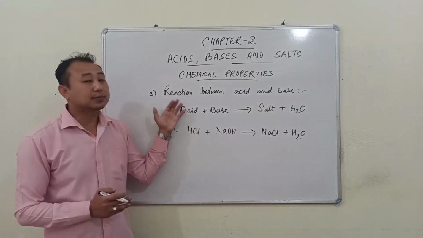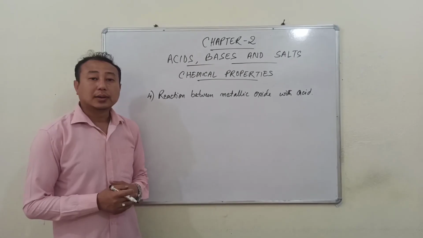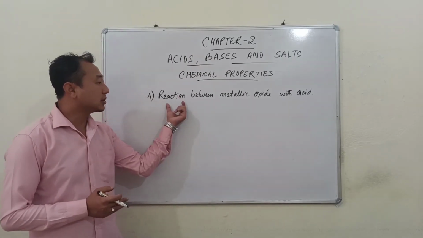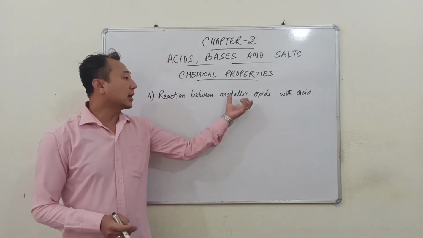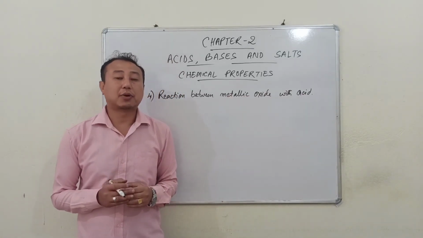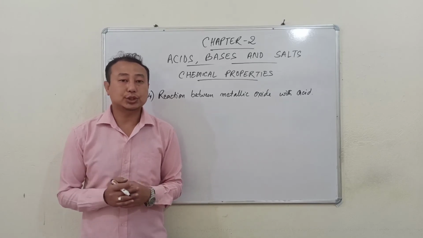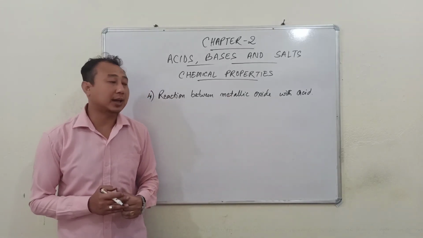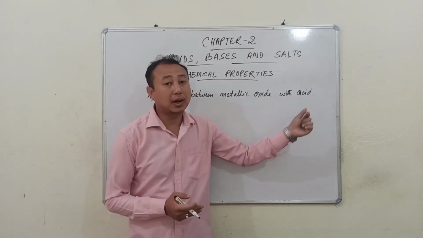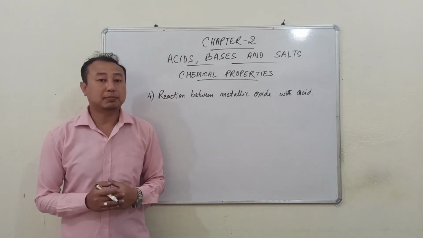So now let's come to the next reaction. The next property is about the reaction between a metallic oxide and an acid. Metallic oxides are the substances that are formed when a metal reacts with oxygen. These metallic oxides are basic in nature. Because of that, they can react with an acid, but they are not able to react with a base.